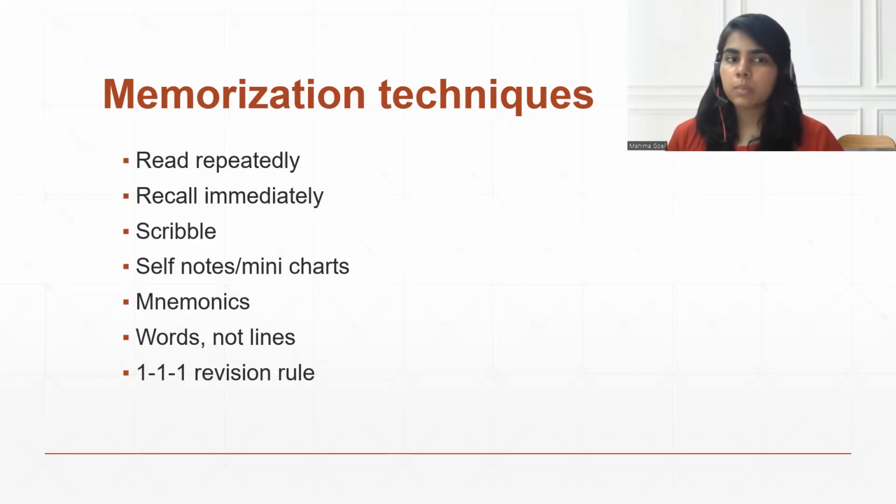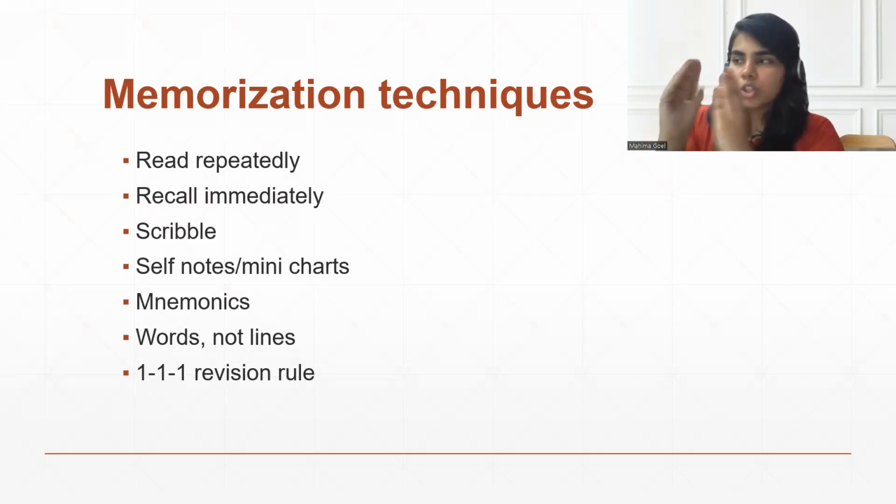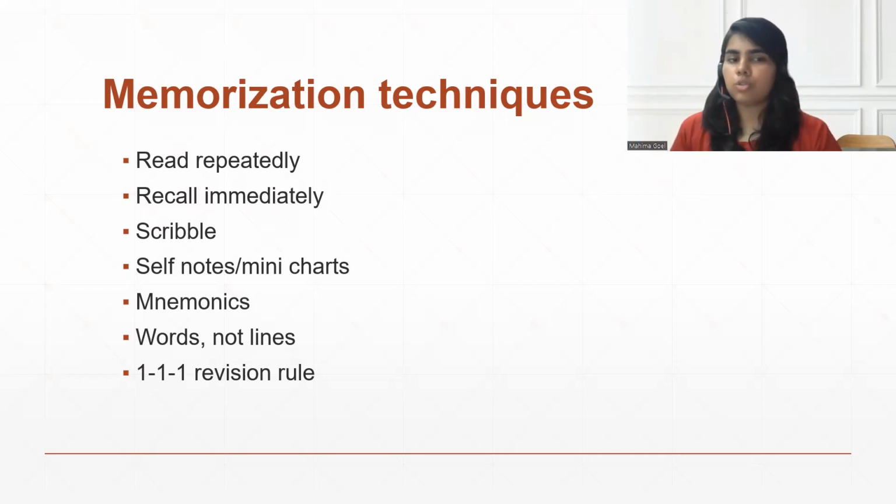Then scribble. For some people it helps to scribble alongside. It helps them focus. It need not even be legible. If you're revising something or reading something, just scribble side by side. Make self notes or mini charts. Charts help certain people, and instead of going through a page of theory, they'll refer to that chart, get a look at it and be able to register all the information. So you can do that.